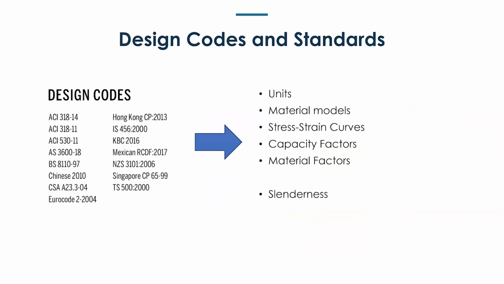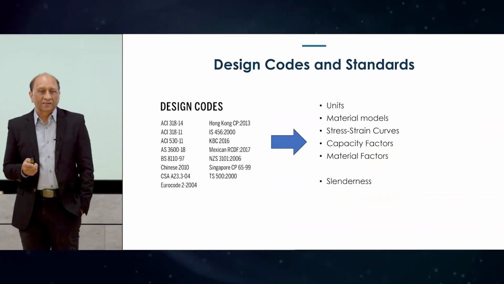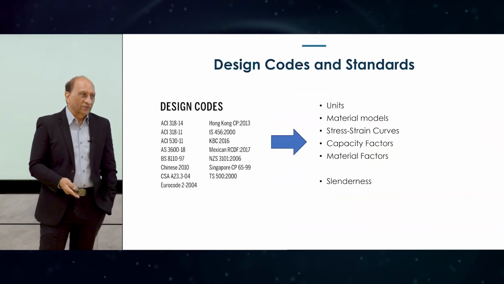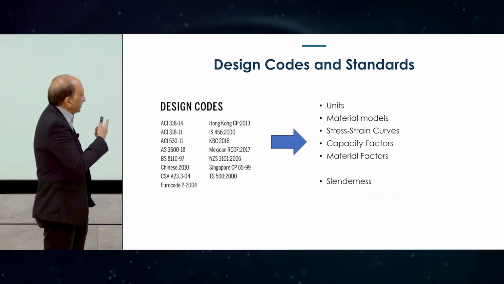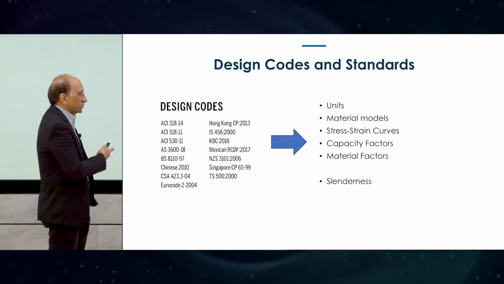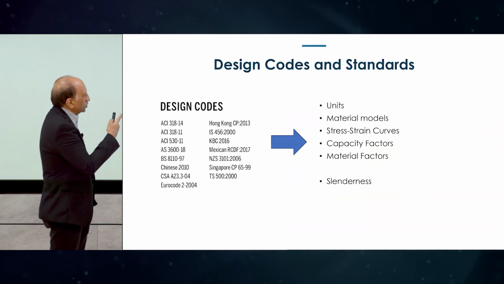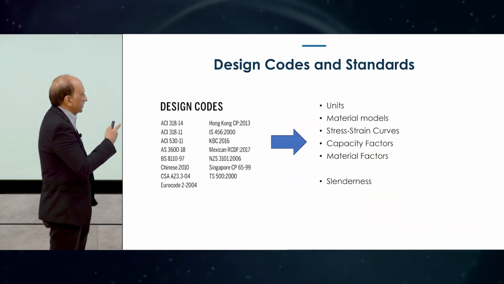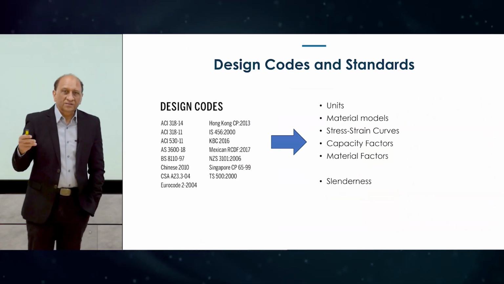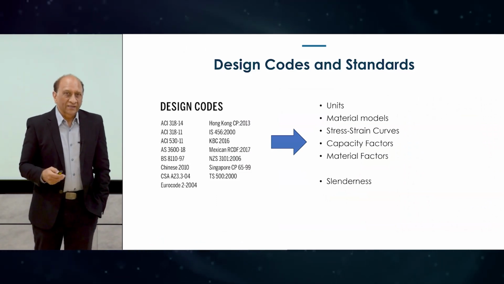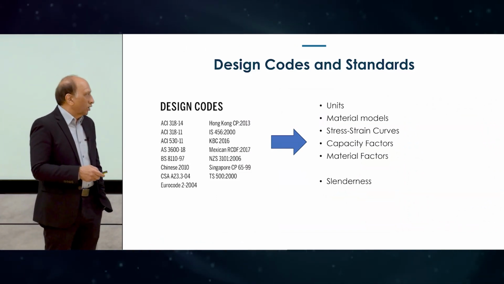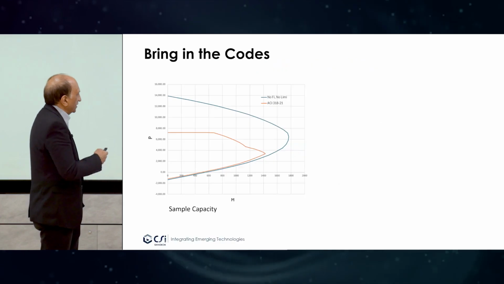The interaction surface that I showed you is theoretical. It did not include the code provisions, so we have to now bring in the codes. In CSiCOL, we can handle many codes, I think 14 or 15 codes. These codes come in to specify material models, stress-strain curves, capacity factors, material factors, slenderness and all. We first determine the general capacity, and then we enforce the code-based constraints on top of that to get what is code specified.